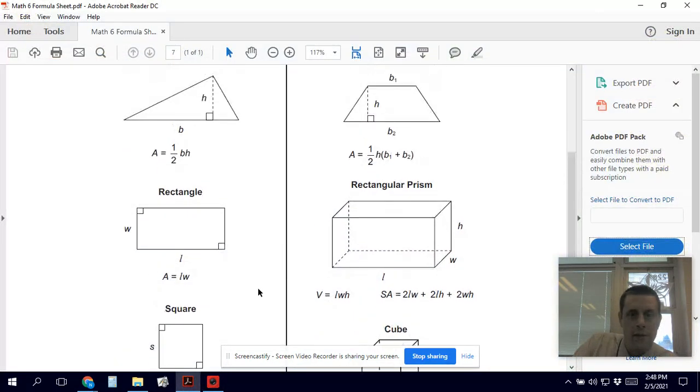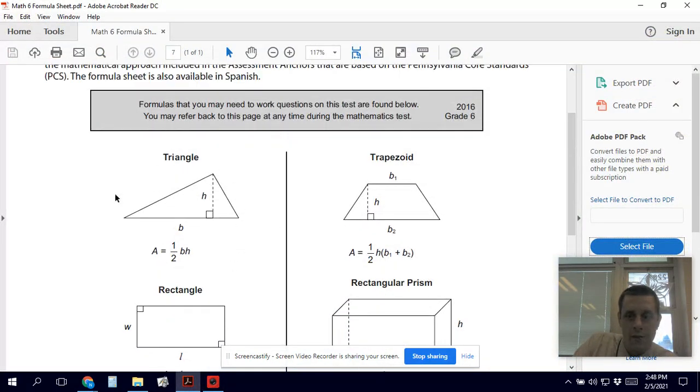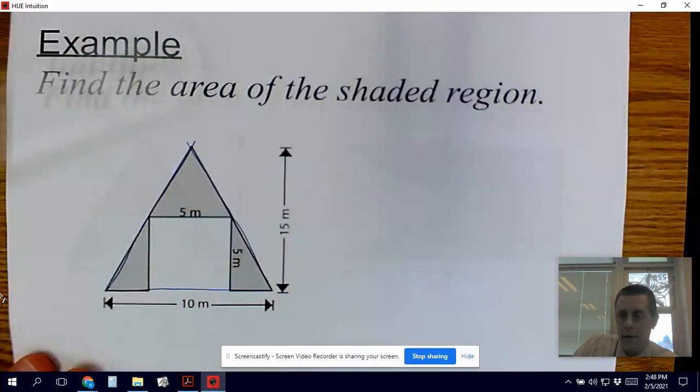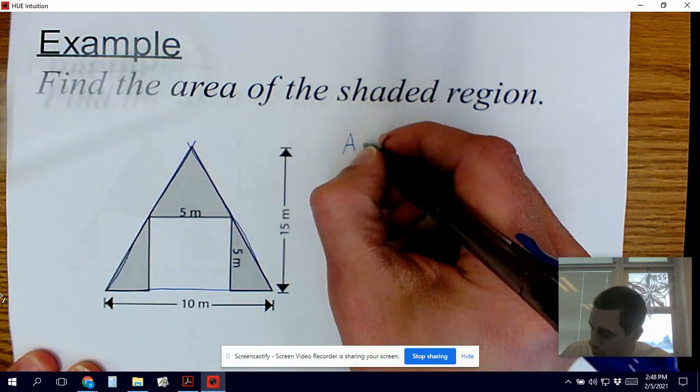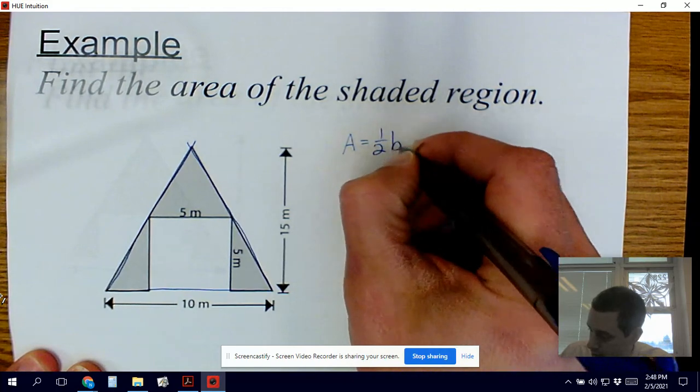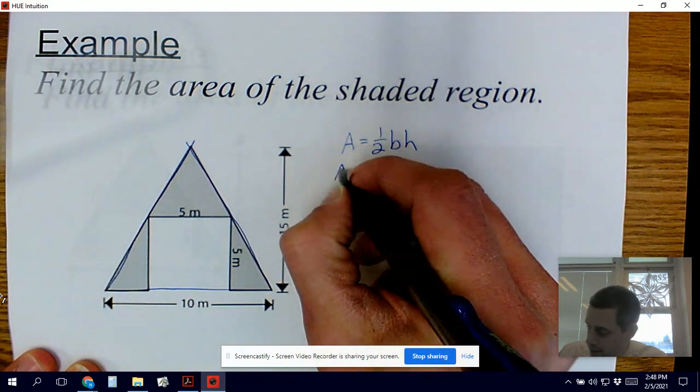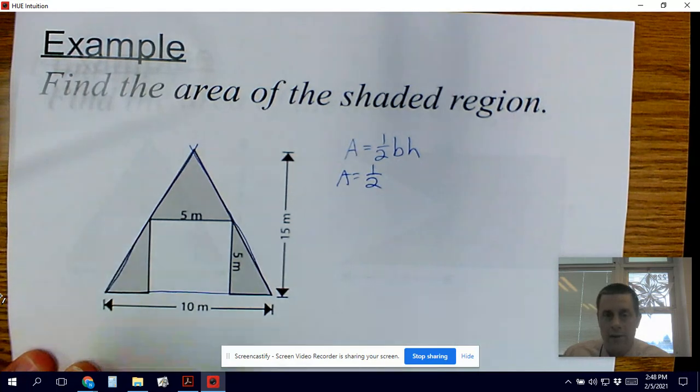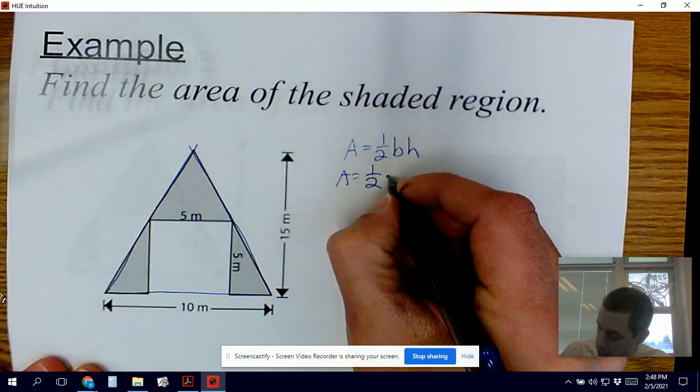Go to your formula sheet if you need to. Triangle is the very first polygon on that formula sheet, and the formula for calculating the area equals 1/2 times the base times the height. So copying down our triangle formula, area equals 1/2 times the base times the height. Starting to fill in our values, we have 1/2. The 1/2 is touching B, means we're multiplying.